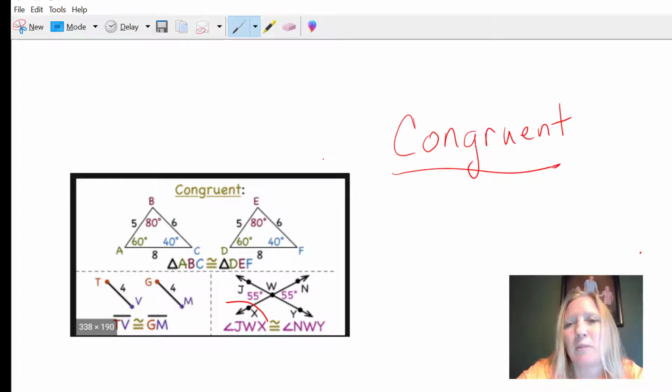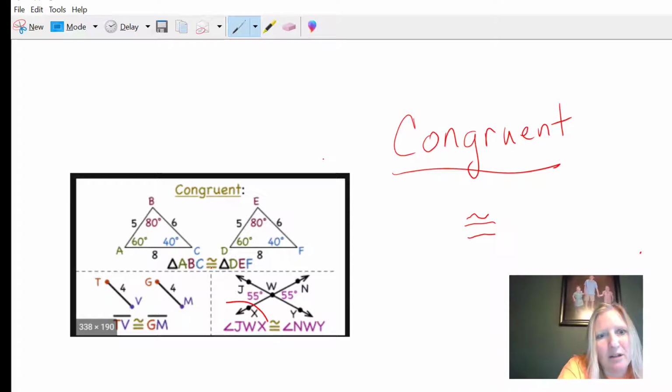So congruent talks more about the measurement versus their value. The symbol for congruent looks like an equal sign with the little similar sign above it. So you can see it right here as well. That is the congruent symbol.